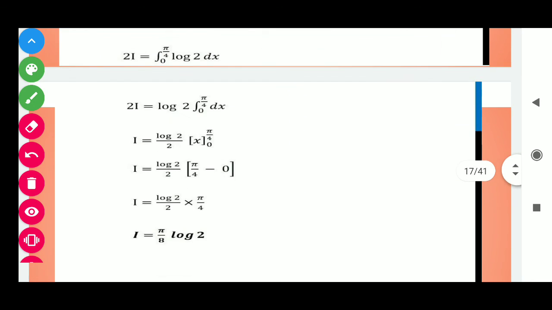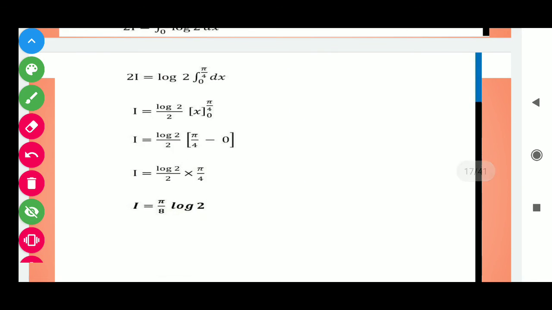In this way we get 2I is equal to log 2, integration of x by putting the upper limit pi by 4, and by taking this 2 in the denominator to the right hand side we get the answer, I is equal to pi over 8 log 2.